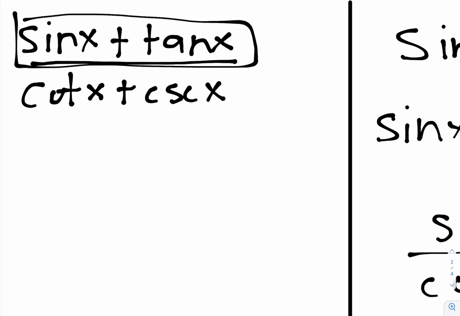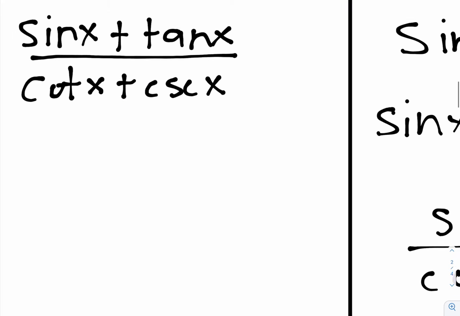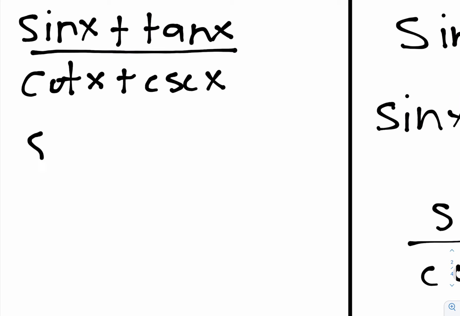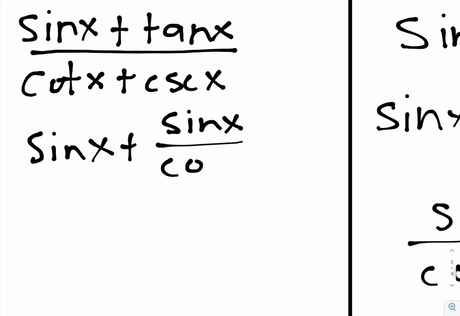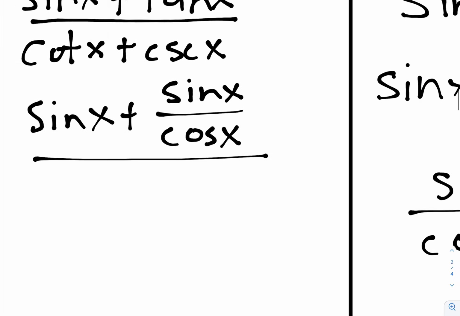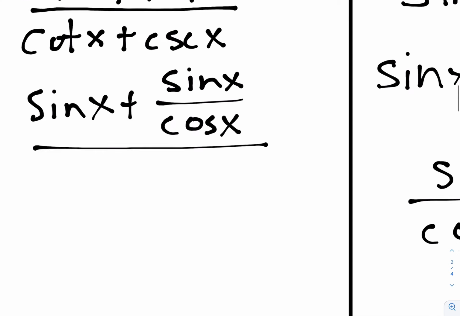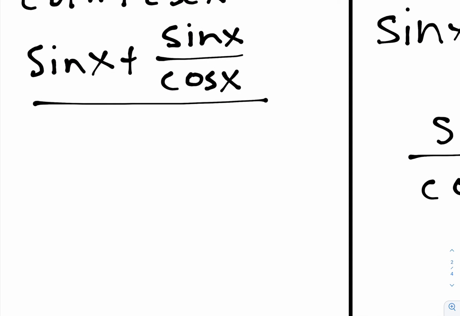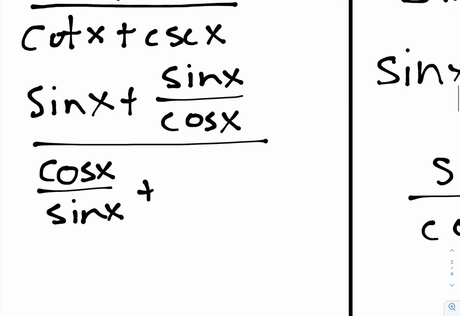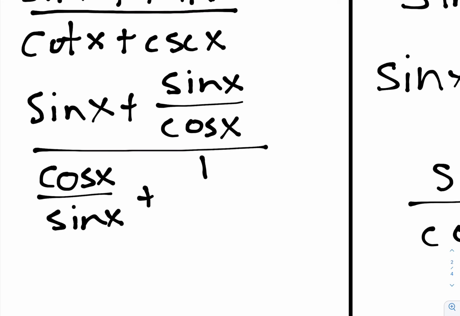That's what I always like to do. So we have sine x, and instead of writing tan x right off the bat, I'm going to get that in terms of sine and cosine, like we just did. So this is sine x over cos x, all being divided by this cotangent x. Cotangent x is just the reciprocal of tangent, which is going to be cos x over sine x. And we're going to be adding cosecant x. So cosecant x is 1 over sine x.